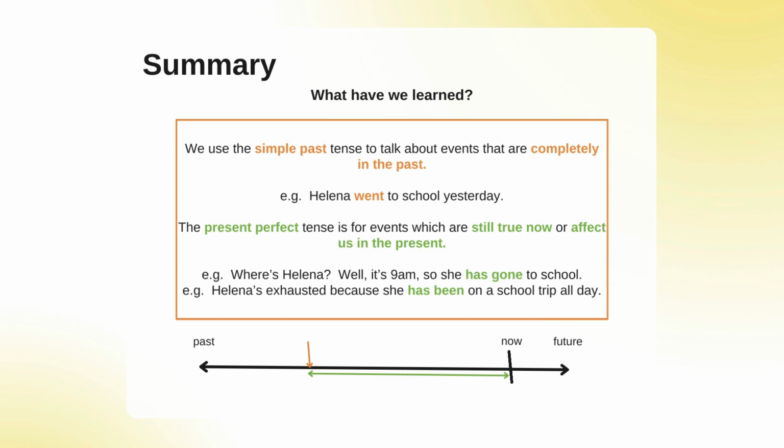So let's summarize what we have learned. First and foremost, we use past simple to talk about events that are completely in the past. For example, Helena went to school yesterday.